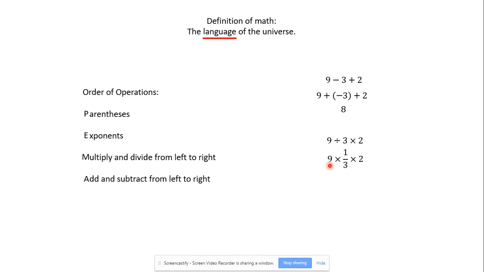And so 9 times 1/3 is 3 times 2 is 6. So the addition and multiplication, that left to right thing with the division and subtraction, that is one of those things that people mess up on. Even though they know what they're doing, that's something that gets people.